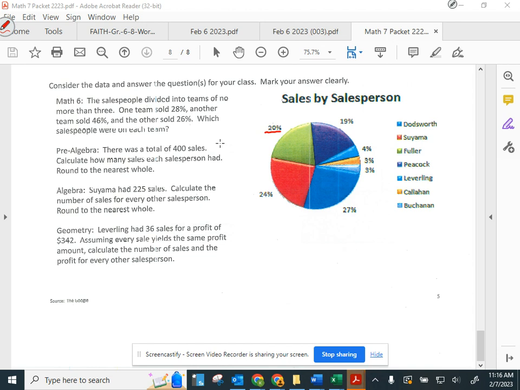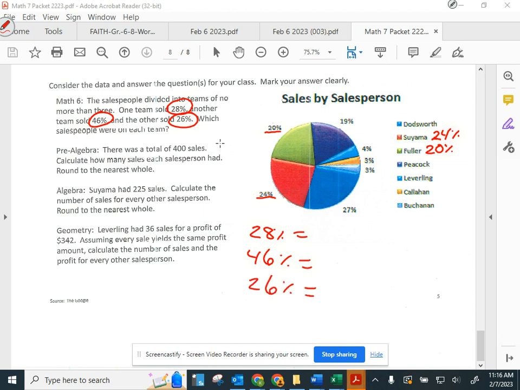So the 20% is that light green, so it goes with Fuller, so I know he's 20%. The red is 24%, and red over here is 24%. I'm going to match up all of the percentages with the people, and I'm going to see which ones I add together to get 28, 46, and 26. So you're going to have 3 different teams: one that's 28%, one that's 46%, and one that's 26%.